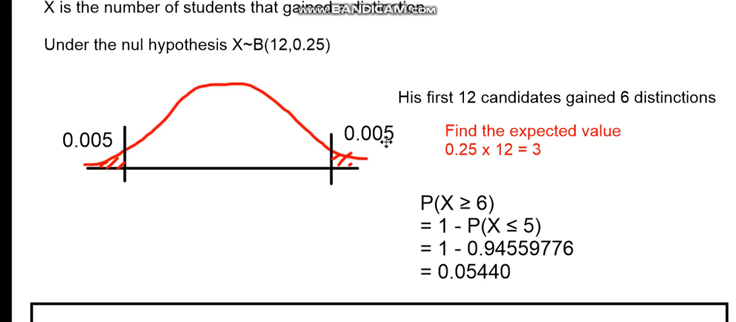Okay, so that's telling us that 6 must be somewhere over here, because we'd have a bigger area above 6 than this bit here. So again, 6 is not in the critical region.